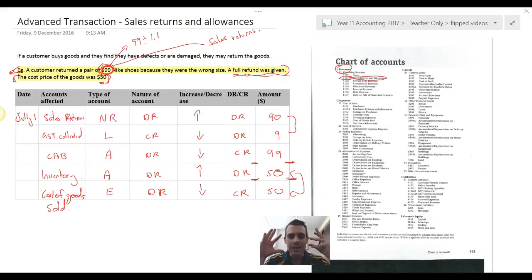Now that's a little bit tricky to get your head around. There's no really good explanation for that. That's why I work backwards with that transaction. That's the easiest way to remember it. That's it. That's the transaction.